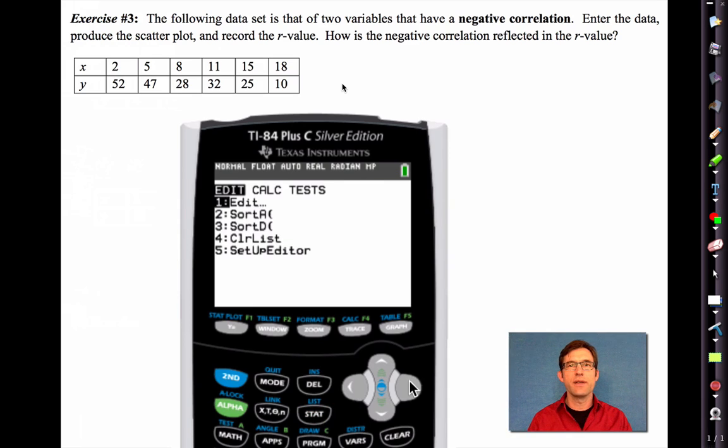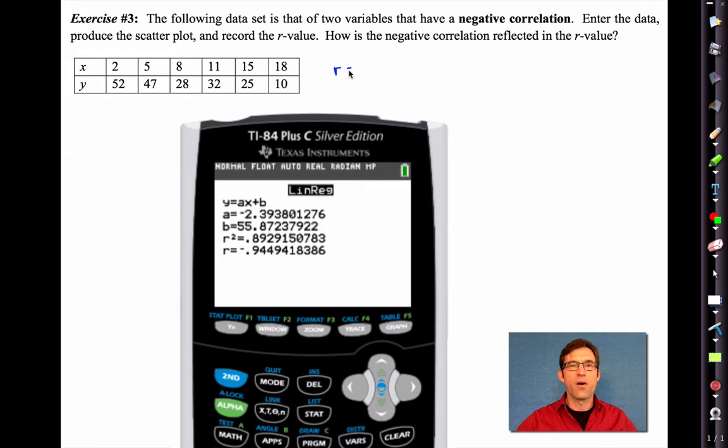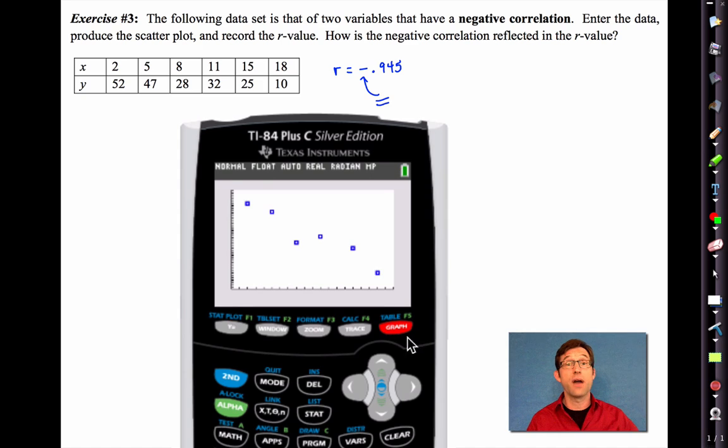Let's go over to calculate, go down to linear correlation, enter, and we have an R value of negative 0.945. So we didn't see that at all. We didn't see negatives at all, right? Now, let's look at the scatter plot. Again, we've got everything in there we need. So let's just hit graph. And that's actually not bad, right?